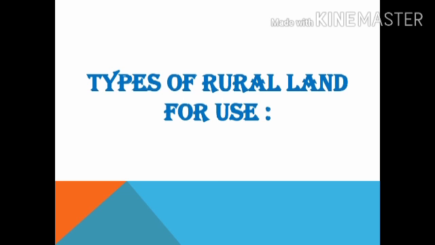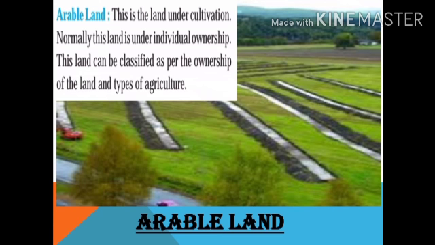Land use in the rural areas can be classified in different ways. Now we will see different types of land use in agricultural areas, that is villages. Arable land. This is the land under cultivation. Normally this land is under individual ownership. This land can be classified as per the ownership of land and type of agriculture. This is the land on which agriculture takes place and it is owned, means the owner of this property may be one individual person.